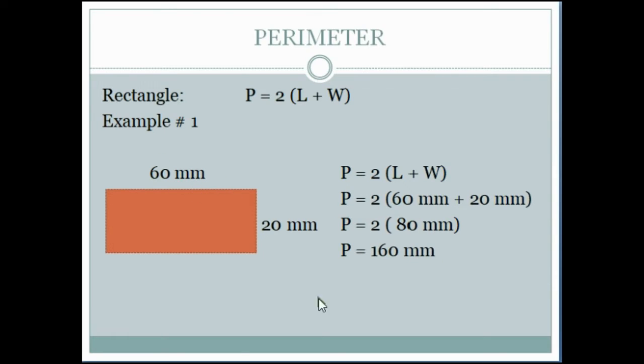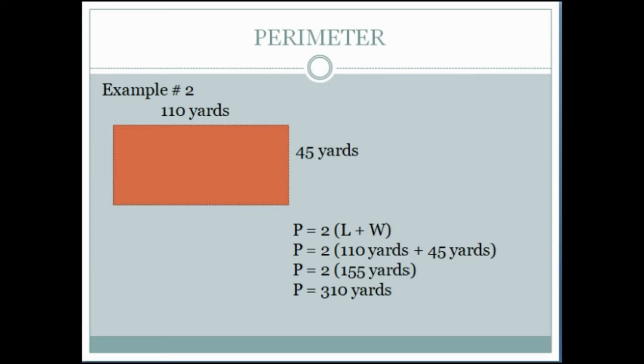So, kukompehin nyo lang. Next, for example number 2, given ang isang rectangle having a measurement of 110 yards and 45 yards. So, which is the length and which is the width? The length is itong nakahiga, which is 110 yards, and the width will be the 45 yards or yung vertical line dito or yung vertical side.